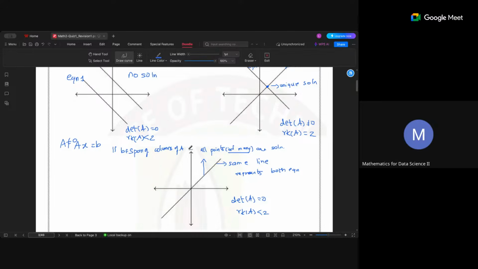Then you have infinitely many solutions. But if B does not belong to the span of columns of A, then you have no solution.